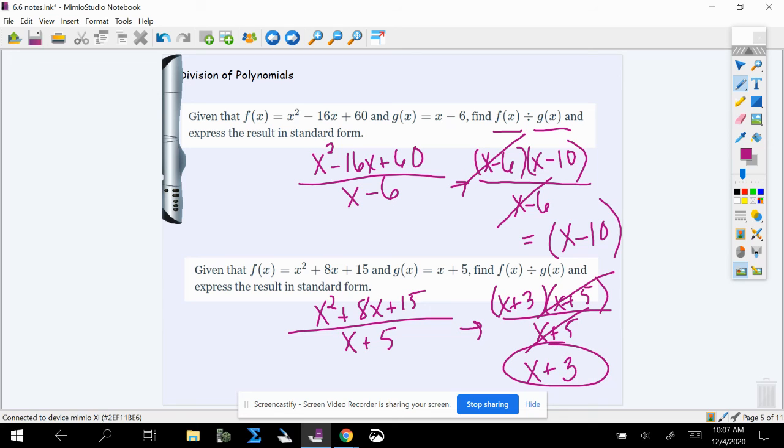So that's how you do division. So now you should be comfortable adding, subtracting, multiplying, and dividing functions.